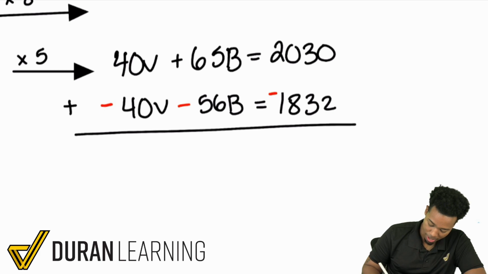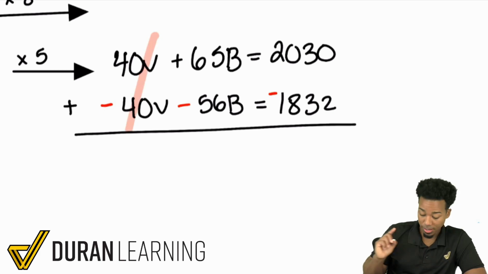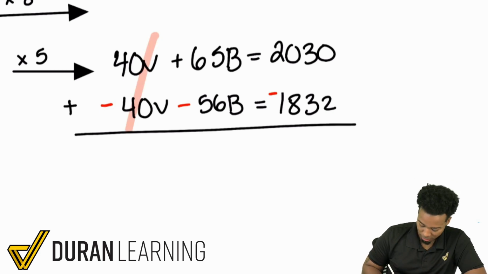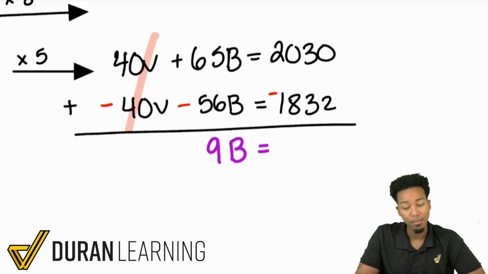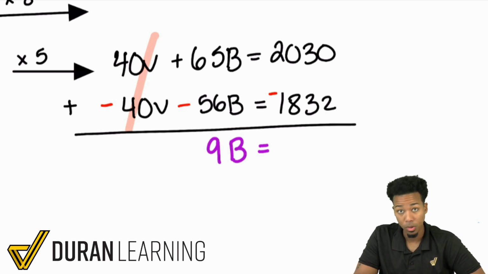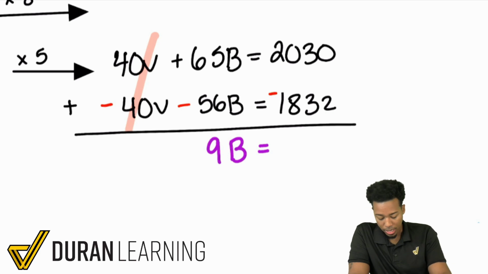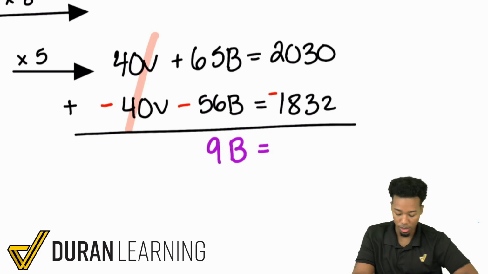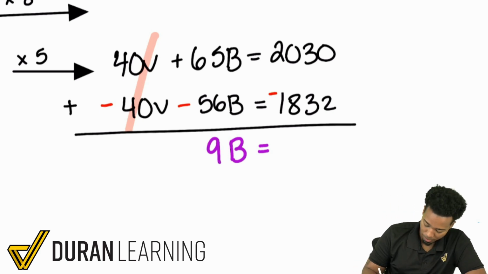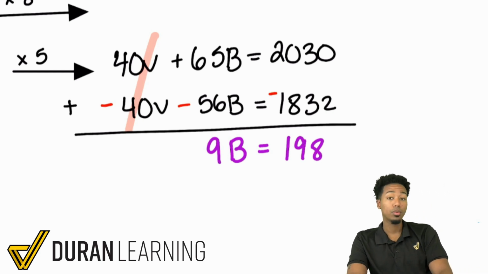40v minus 40v, those cancel out. 65 minus 56, that's going to be 9b. And then over here, we have ourselves 2,030 minus 1,832. With a little bit of mental math, what we will find out is that 32 to 1,900 is 68. 68, 168, add the 30, 198. All righty. So with that said, we have 9b equals 198.